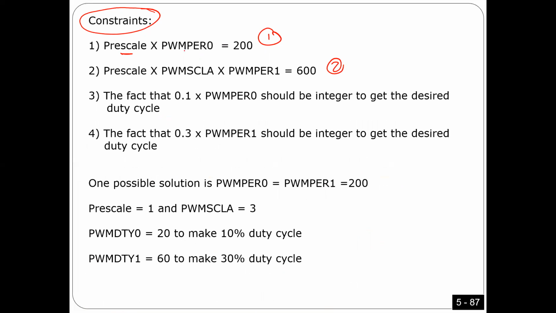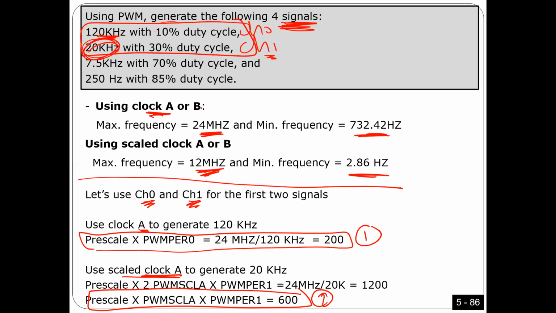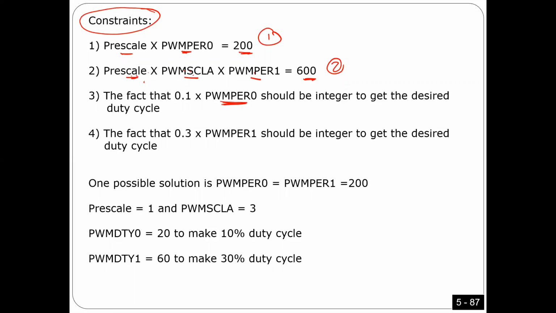So I have to select some values so that the multiplication of these two values gives you 200, and the multiplication of these three values should give you 600. Is that everything? No, it's not everything. There is another important thing here. Now, this one should be 10% duty cycle. That means when I select this one, I have to make sure that when I multiply 0.1 times this one, it is an integer, because this is what I'm going to put in the duty cycle, right?